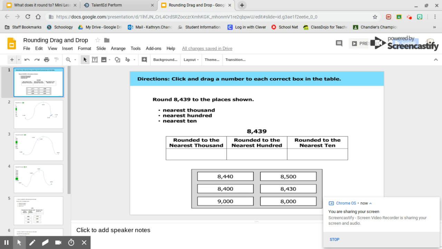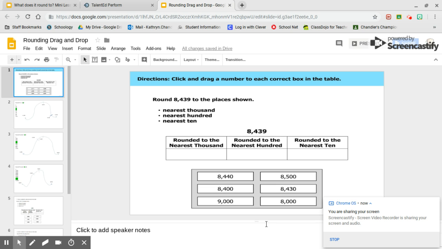This problem says round 8,439 to the places shown. Nearest 1,000, nearest 100, nearest 10. So what it's asking you to do here is round this number, 8,439, to the nearest 1,000, to the nearest 100, to the nearest 10. These guys down here are just your answer options. You're not even going to use all of these. You're just going to use 3 of them.